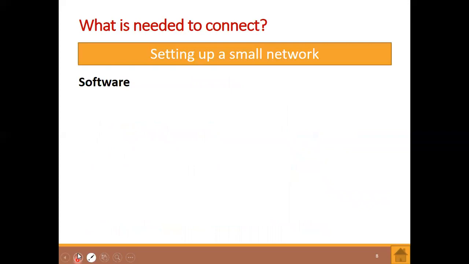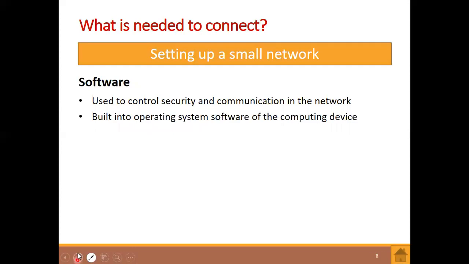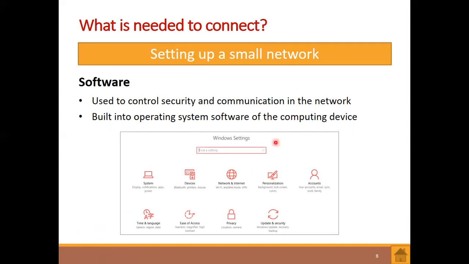Okay, now the next part we're going to look at is the software that is necessary in a network. Software is used to control security and communication in the network. These features are built into the operating system software of the computing device. You will need special software, like for a server, which could be running the network. In your Windows settings, you will be able to go to network and internet and see the different settings we have there.